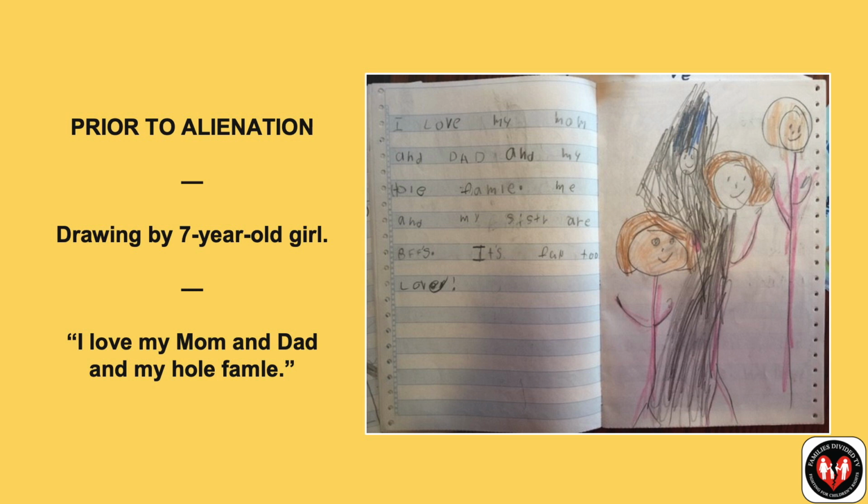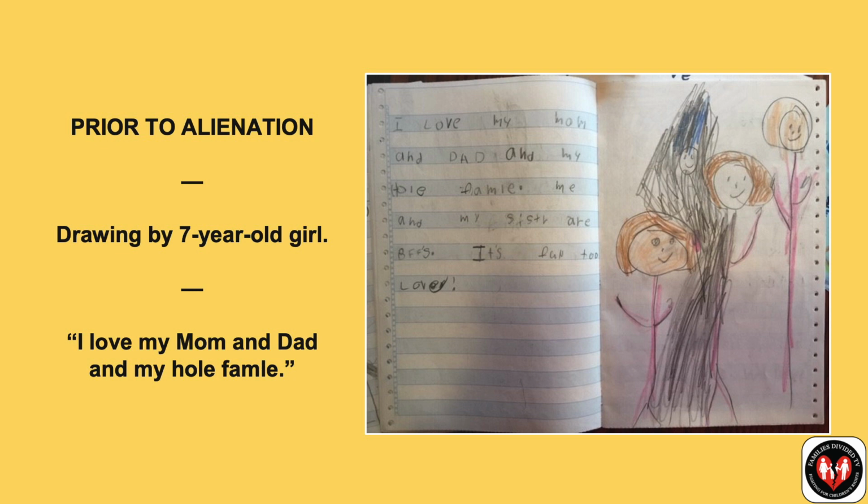And I have another before and after that actually does the same thing. So this next one starts out with a girl who's 7, and she's drawing a picture, and she has a message on the left-hand side of this page where it says, "I love my mom and dad and my whole family." And on the right-hand side is a picture of her family. You can see that she's there, and then her mom, and then her dad. And actually, in the dark background is her sister. So all 4 of them are in the picture, even though the sister is a little bit in the shadows.